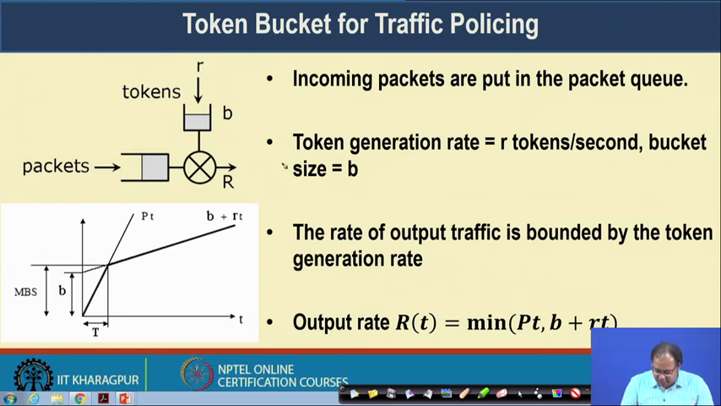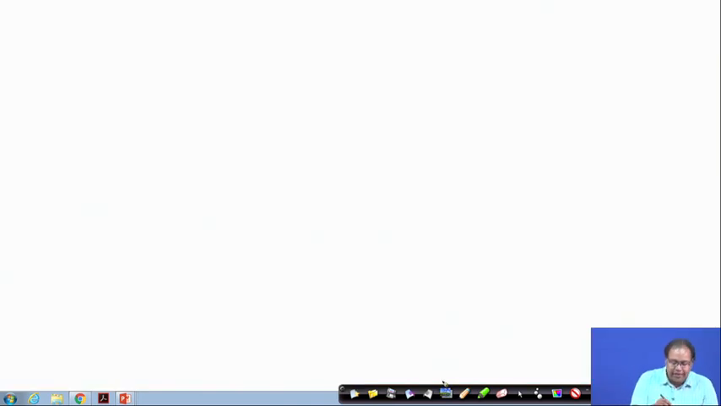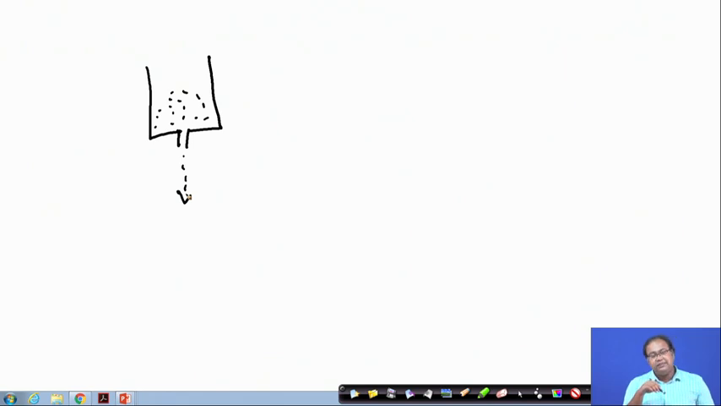Now, what is the difference between token bucket and leaky bucket? Let us try to visualize that. In case of leaky bucket, you had a leaky bucket with a small hole in it. Whatever packet you are getting here, you output at a constant rate r. In that case, if there is no packet, then there would be no output.